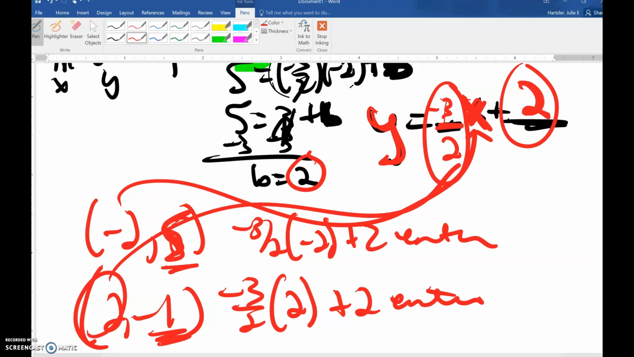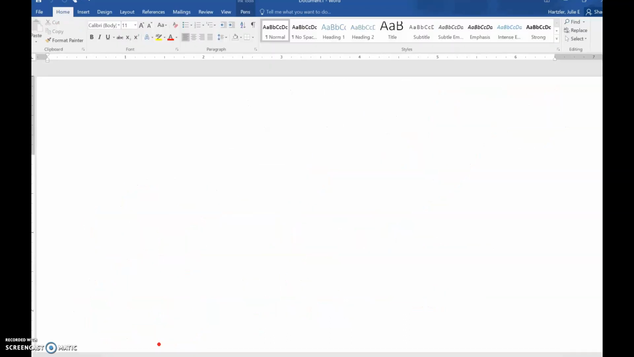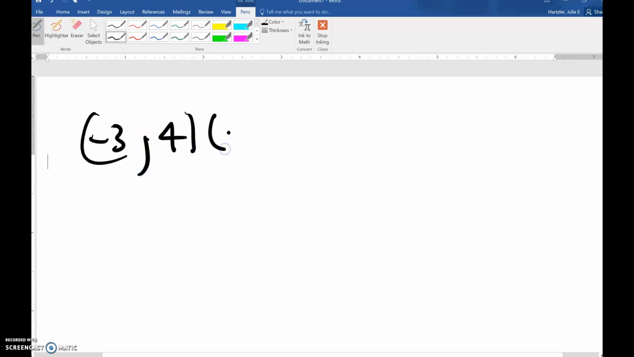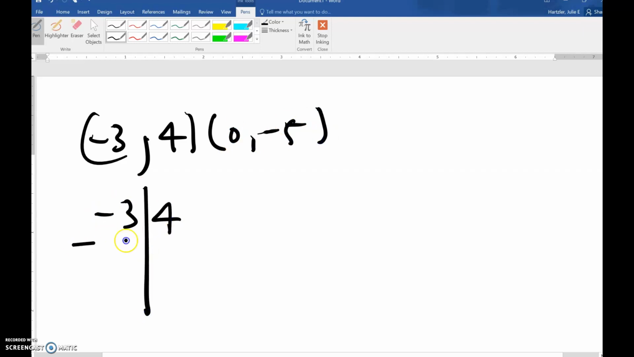All right, go ahead and try 7 and 8. All right, so let's look at 7 here. What do I have? I have the points -3, 4, and 0, -5, and it says find the distance between the 2 points. I like to make my input-output chart just like I'm doing slope.